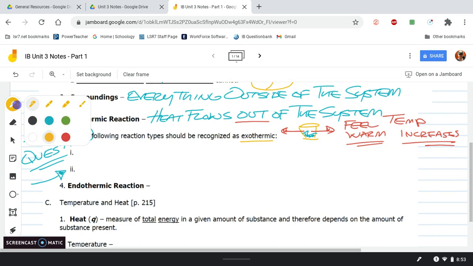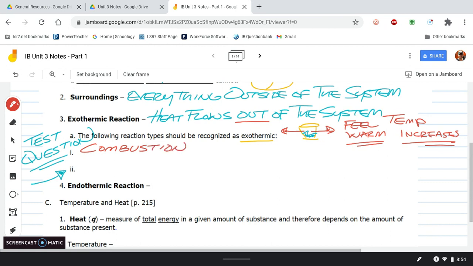So the first one is combustion. Remember, IB loves combustion, one of their favorite types of reactions. So combustion, things are blowing up, right? Fireworks and things that are giving off energy. For us, combustion is normally a fuel with oxygen that gives off energy, and so we just have to recognize combustion.